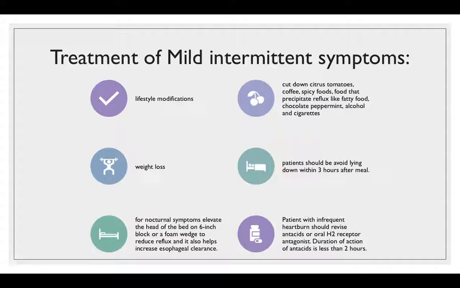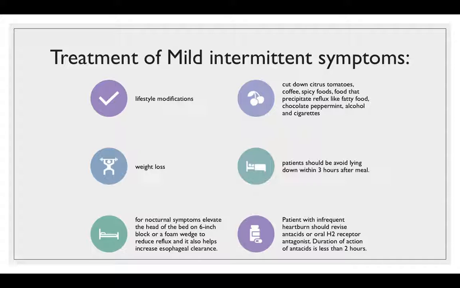Then cut down citrus, tomatoes, coffee, spicy foods. So some dietary modifications as well. Spicy foods, citrus foods that precipitate reflux, like fatty food, chocolate, peppermint, alcohol, cigarette. These are all the products which we ask your patient to avoid. These are all especially for mild intermittent symptoms. Patients should avoid lying down within 3 hours after a meal. So it's always better to lie down after 3 hours, not within 3 hours.